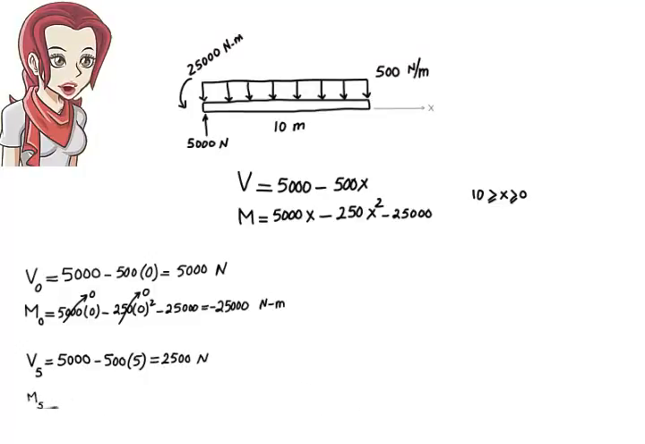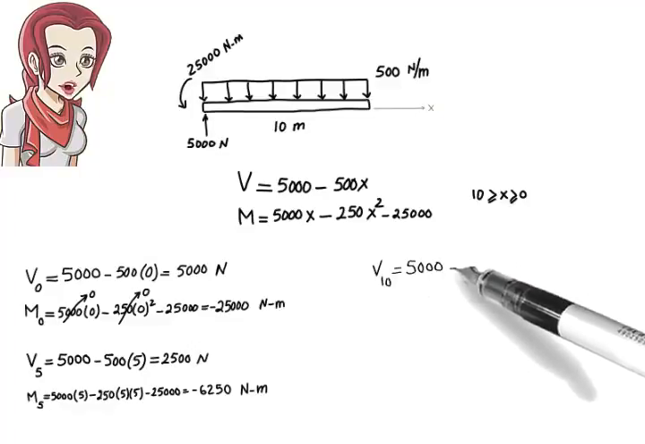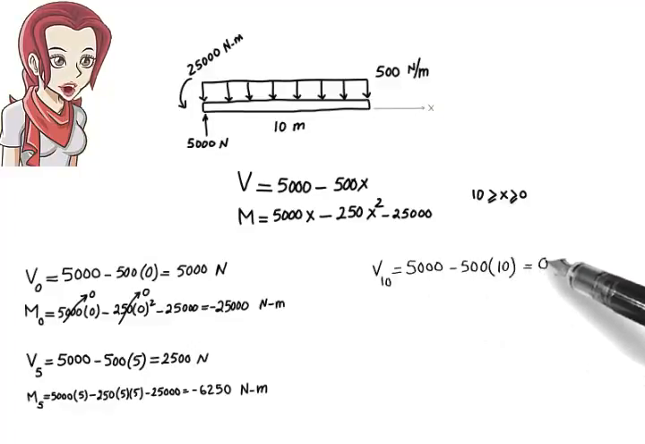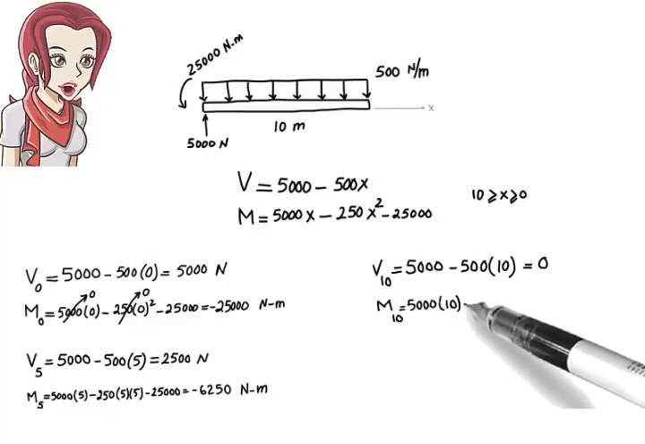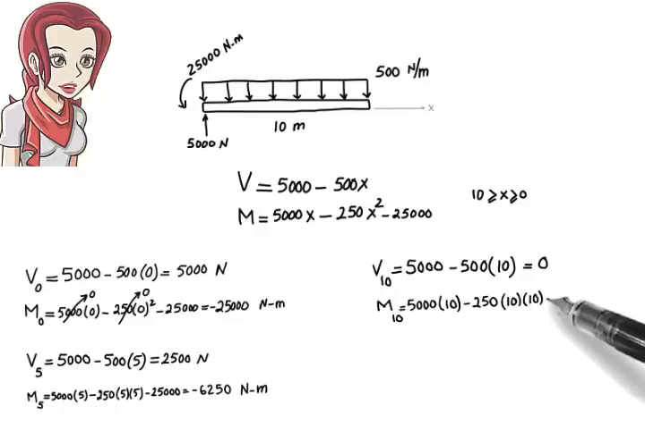M of 5 equals 5,000 times 5 minus 250 times 5 times 5 minus 25,000 or negative 6,250. Let's do one more point. What is shear and moment at the free end of the beam where x equals 10? V of 10 equals 5,000 minus 500 times 10 or 0. M of 10 equals 5,000 times 10 minus 250 times 10 times 10 minus 25,000 or 0.